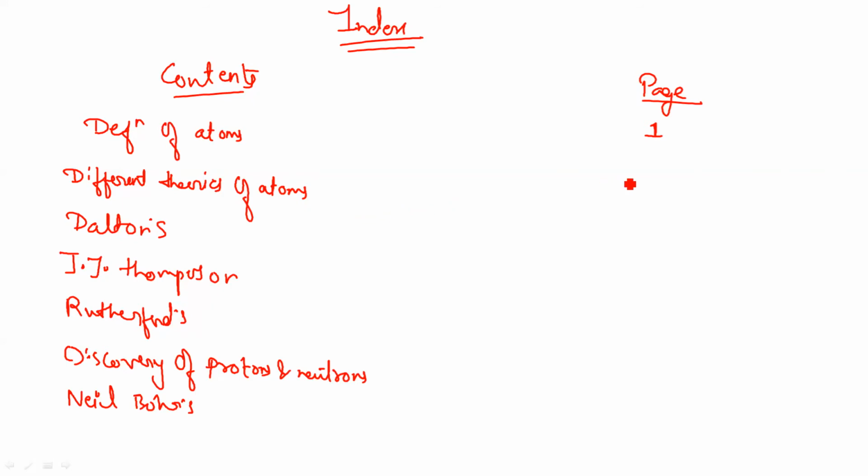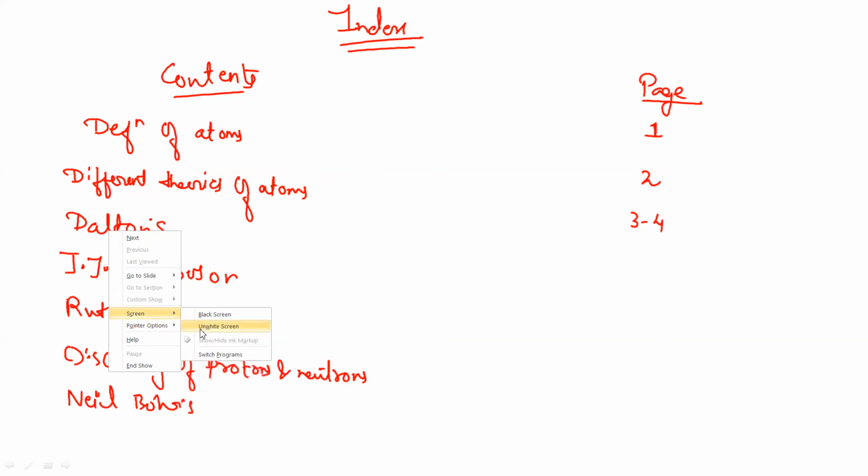The different theories of atom are present on page number 2, so you have to mention page number 2. Dalton's theory is taken out in 2 pages, such as 3 and 4. You have to mention here 3 and 4. Like this, you have to mention the page number here, and here you have to give the content. So what are the different contents which you are going to include here? I am giving you the contents here.